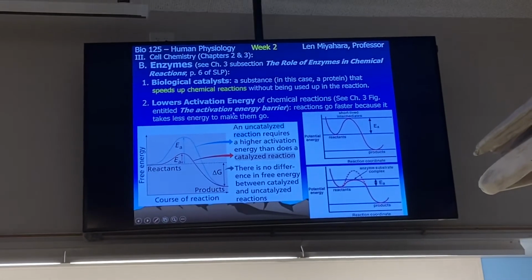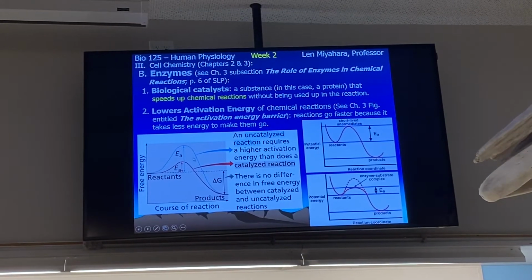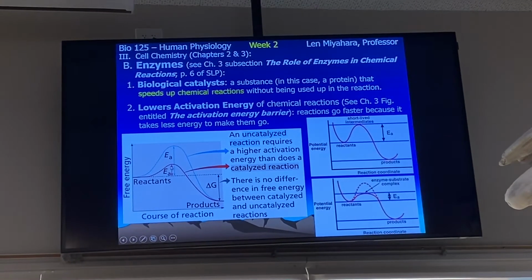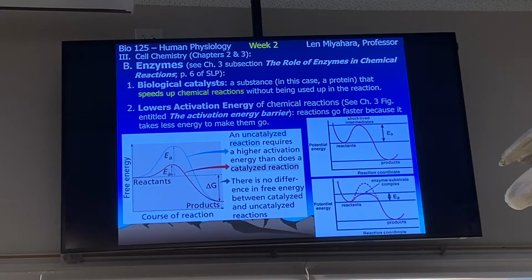So without a catalyst or an enzyme, you got the blue hill. With the catalyst and the enzyme, you got the red hill. It's a much smaller hill to go over. The reaction rate goes faster. Any questions?